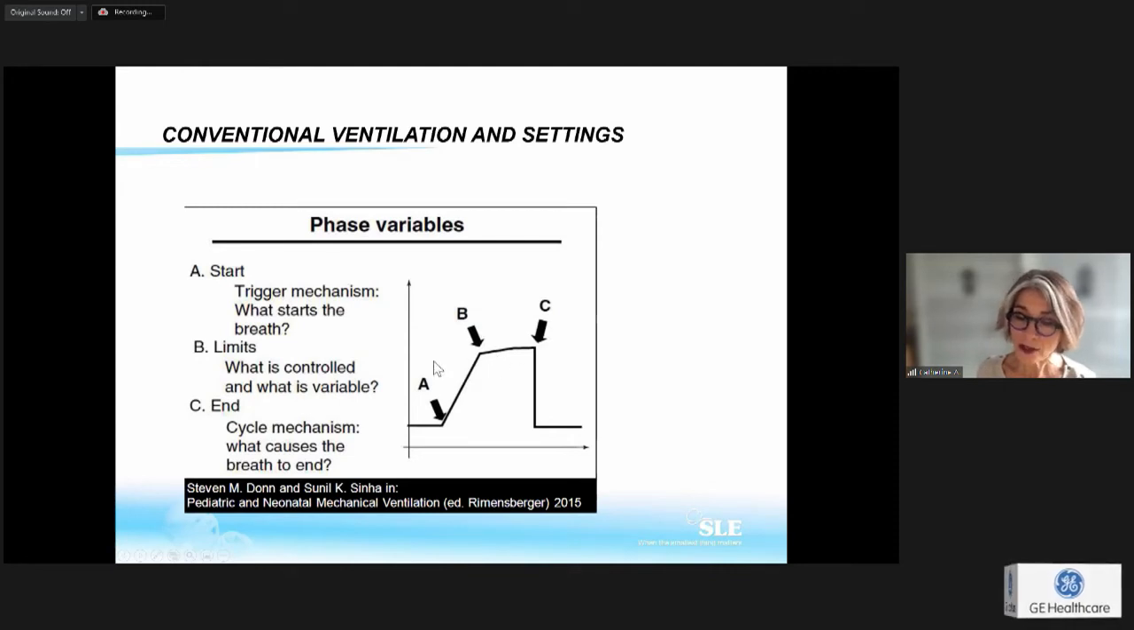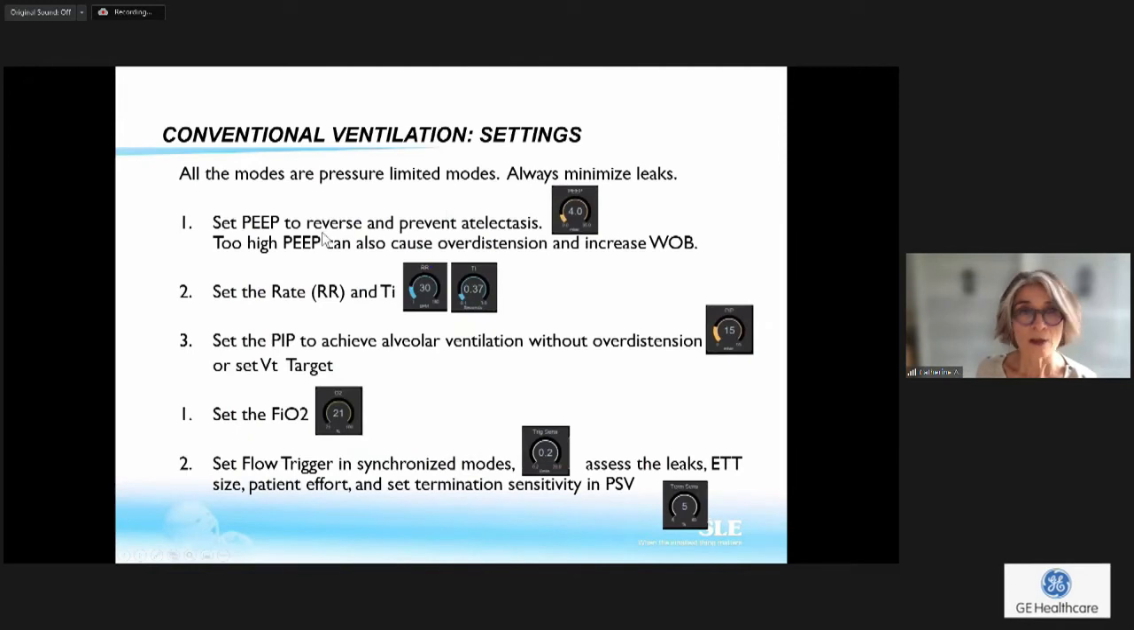Then the second parameter that you have to set is how far you go, how much PIP. Do you set a tidal volume that you want? Then you will have to say when to stop the breath, because you take over the respiratory drive of the patient, you have to set all those. So here, when to stop the breath? Do you want after a certain time? Do you want when the flow goes down to a certain point? So here are the parameters that you will set.